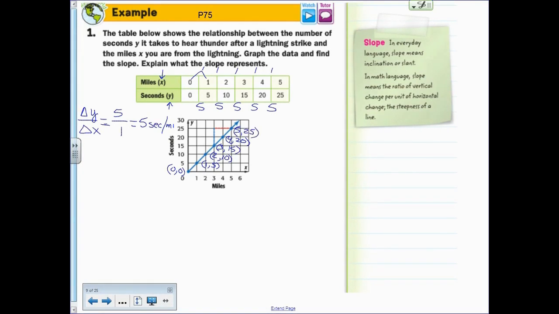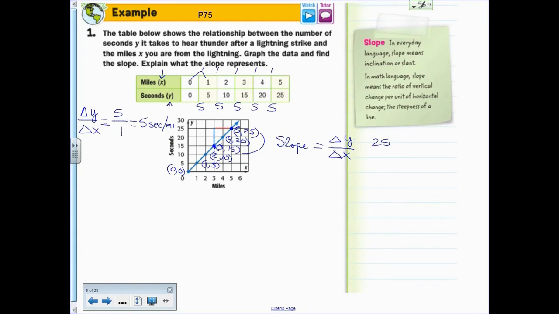Because this is a straight line, I don't have to use every single point to determine my slope. To determine my slope, I just need to pick 2 points. And they have picked point 3, 15 and point 5, 25 as their 2 points to use. So we're going to do change in y over change in x using those 2 points. The change in y is from 25 to 15.